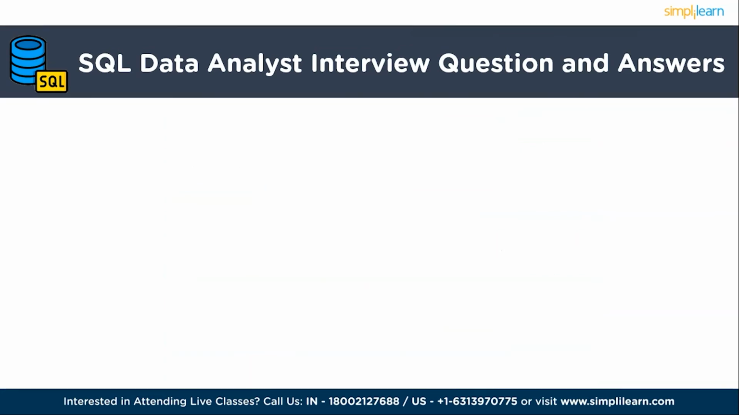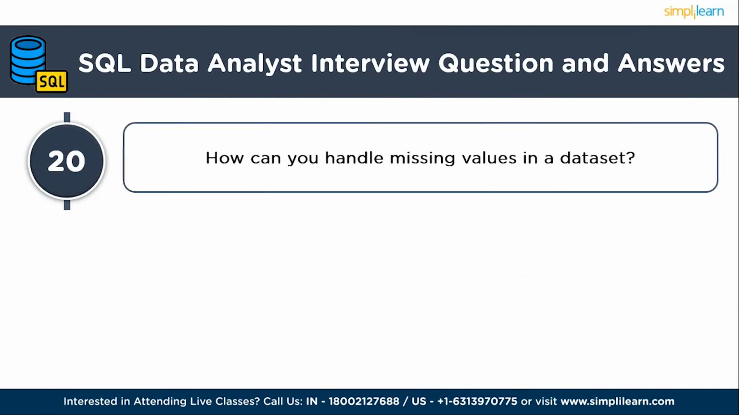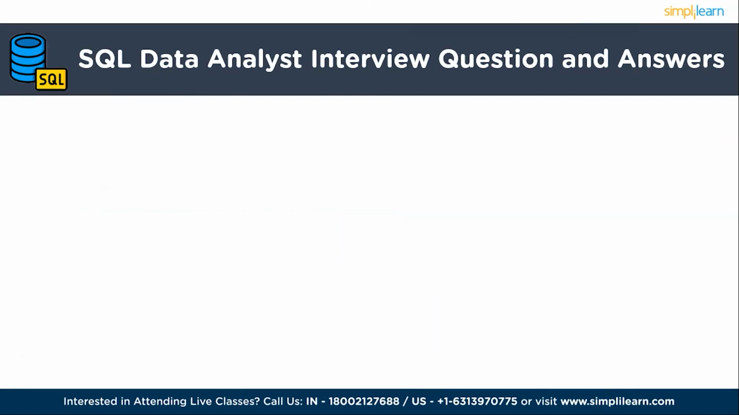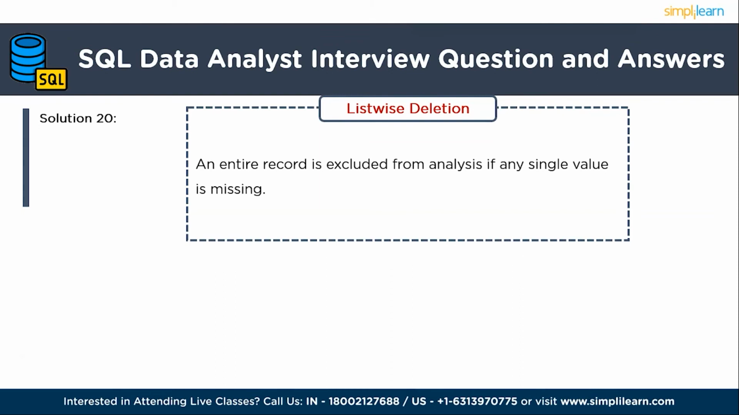And moving on to the next question, that is 20th question, and that is how can you handle missing values in a data set. So this is one of the most frequently asked data analyst interview questions, and the interviewer expects you to give a detailed answer here, and not just the name of the methods. There are 4 methods to handle missing values. The number 1 is list-wise deletion.